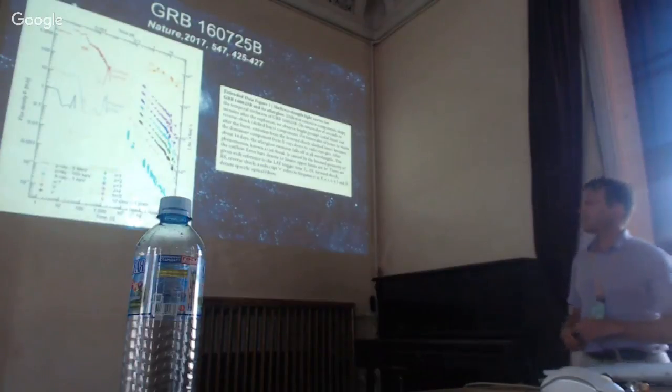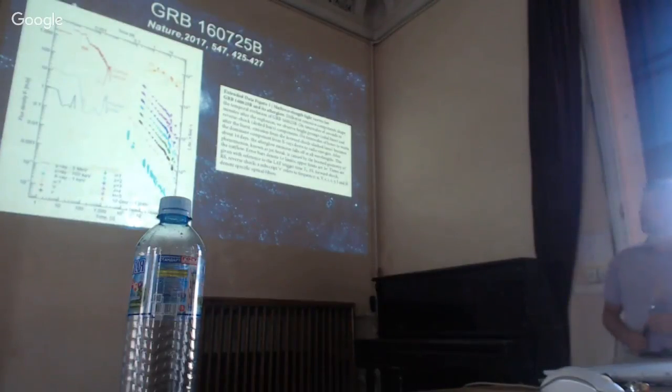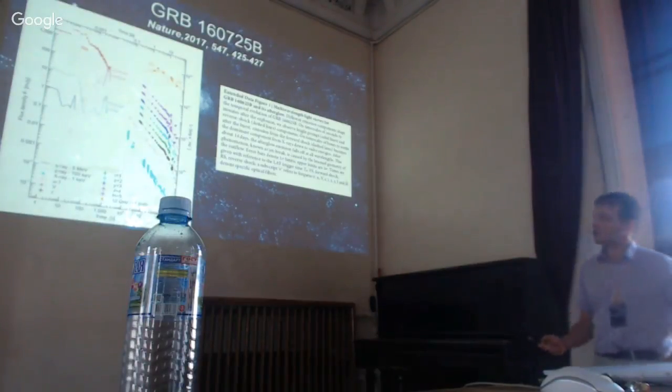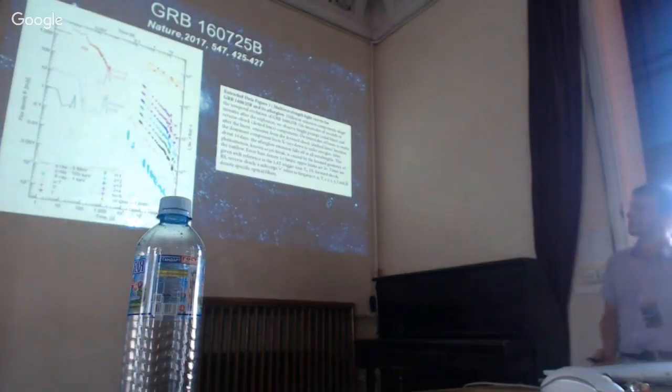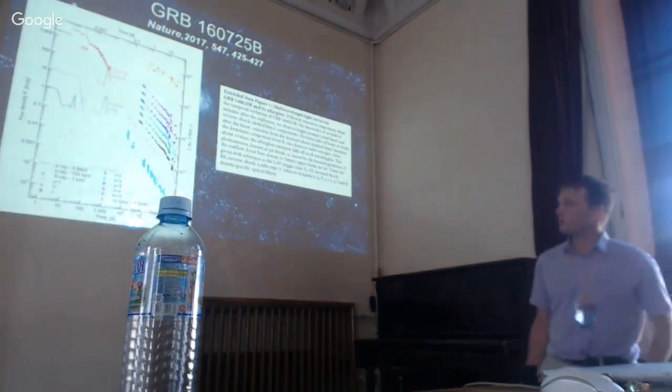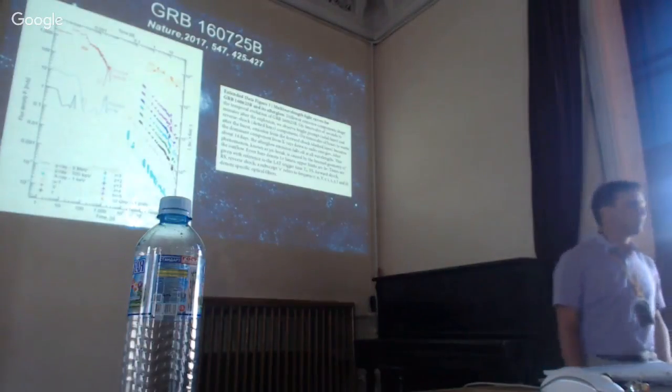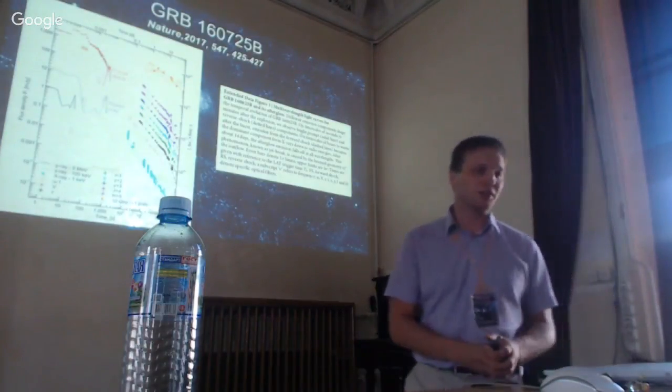So here is presented the multi-wave observations. The black one is the observations of gamma rays from the Fermi satellites, the red point is the MASTER very wide field cameras' observations. And here is another telescope which continued to observe this burst in the afterglow stage.